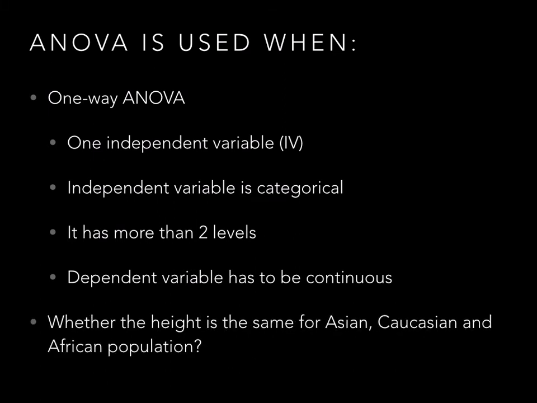Say we give you an example here: whether the height is the same for Asian, Caucasian, and African populations. The dependent variable in this example is the population's height, and the independent variable here is ethnicity background. It has three levels: Asian, Caucasian, and African. The other type of ANOVA is two-way ANOVA, or we can say multiple-way ANOVA.